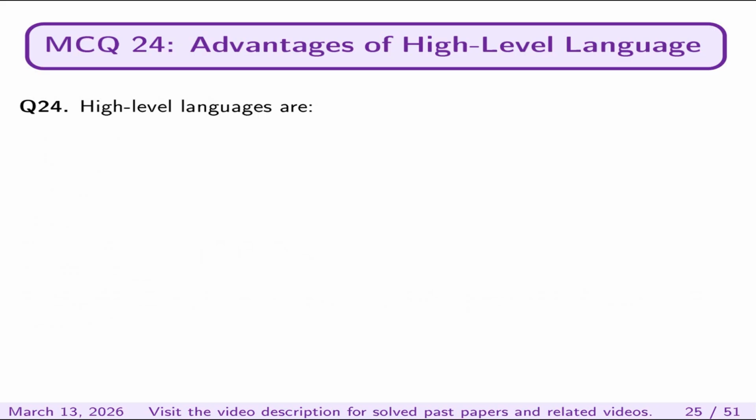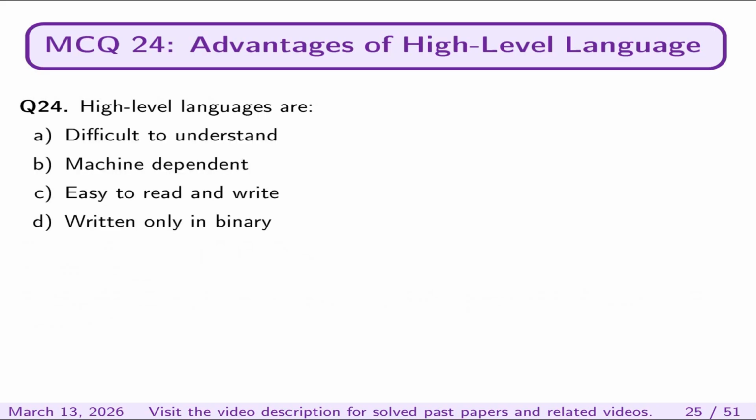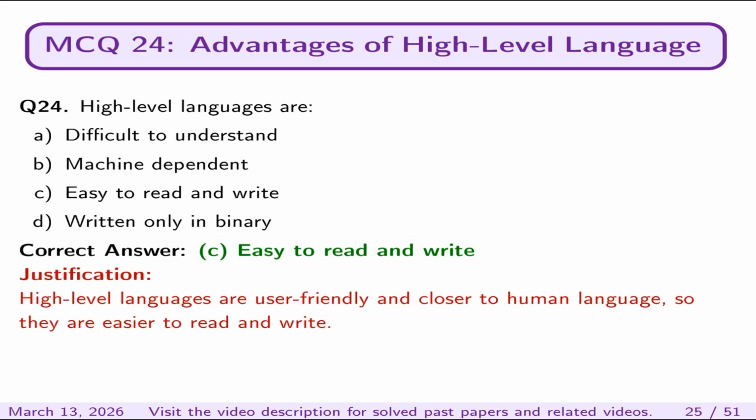Question number 24. High-level languages are difficult to understand, machine-dependent, easy to read and write, written only in binary. The correct option is easy to read and write. High-level languages are user-friendly and closer to human languages, so they are easier to read, write, and understand.